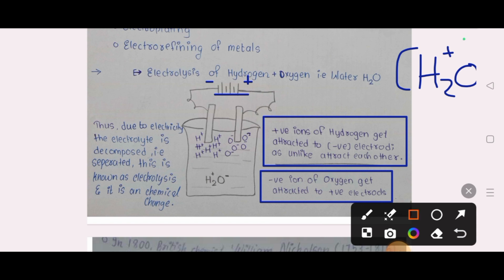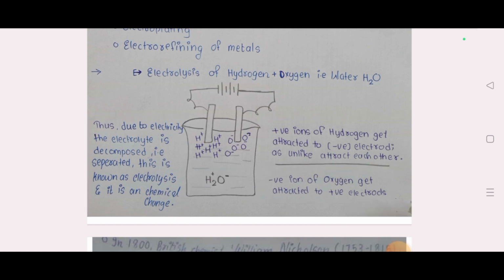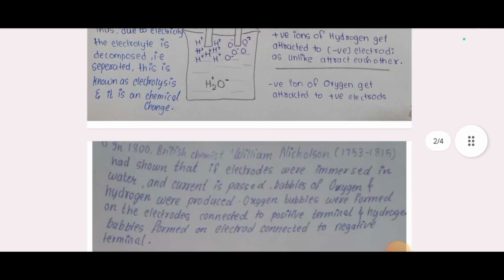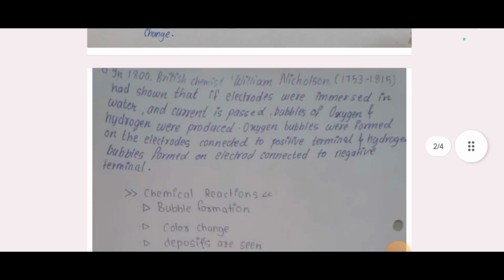All right, so due to electricity the electrolyte is decomposed into hydrogen and oxygen, and this is known as electrolysis. It is a chemical change, a chemical effect, as the name of the chapter is Chemical Effects of Electric Current. Now let us learn more about this particular thing.